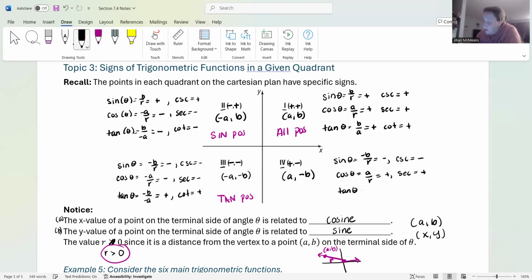Tangent of theta is negative B over positive A. So we have different signs here making tangent negative. And remember, whatever tangent is, cotangent is going to follow along since it's the reciprocal. So cotangent is also negative. So if we're in quadrant four, cosine is positive.